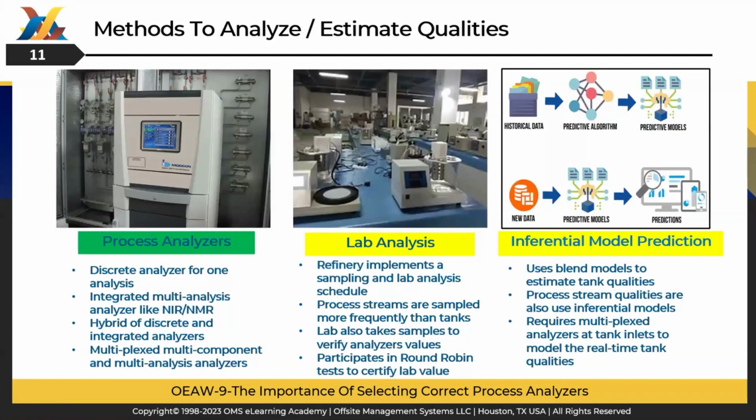Now, there are 3 methods to estimate the qualities of the products. First is the process analyzer, which is the main focus of this webinar today. And a process analyzer can be discrete, like one analyzer for one quality; integrated, where multiple qualities can be measured by a single analyzer like NIR and MR; or a hybrid of both, discrete and integrated. And they are also multiplex.